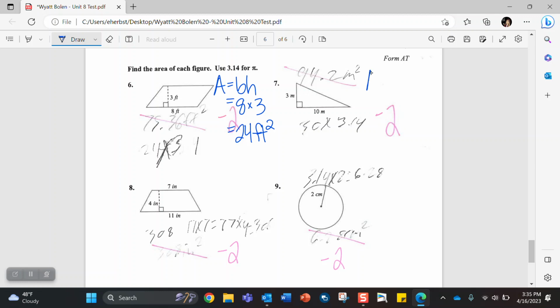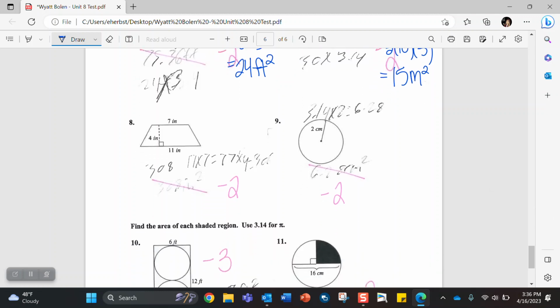Number 7 is a triangle. We talked about that formula earlier, 1/2 base times height. With multiplication, order doesn't matter. It doesn't matter if you call 3 the base or 10 the base. If I turn the triangle up on its side, 3 would technically be the base. I do try to keep it so that it matches the picture, but again, it's multiplication, so it's not going to be a really big deal. But 10 times 3 is 30. Half of 30 is 15.